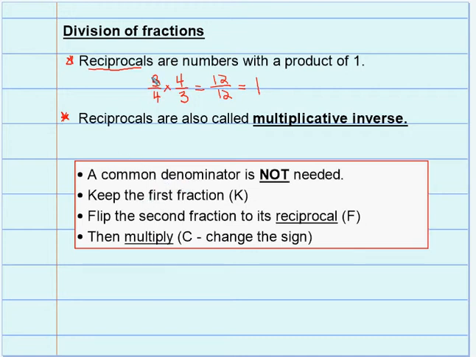Again, when you divide fractions, you do not need a common denominator. You keep the first fraction, you flip the second fraction to its reciprocal, and then you multiply. And I know some of you know that as KCF or KFC, however you remember. Just remember to do it. You keep the first fraction, and then you multiply by the reciprocal.